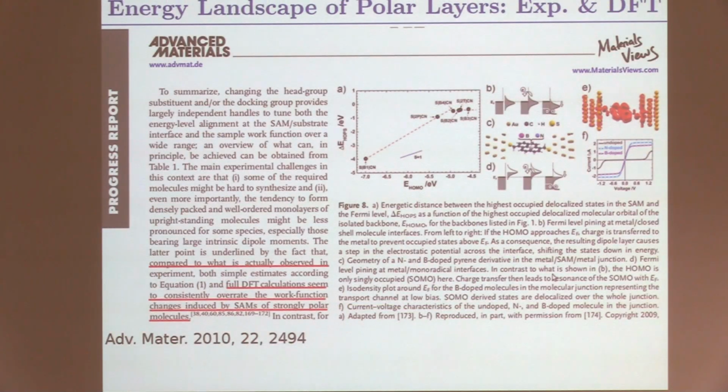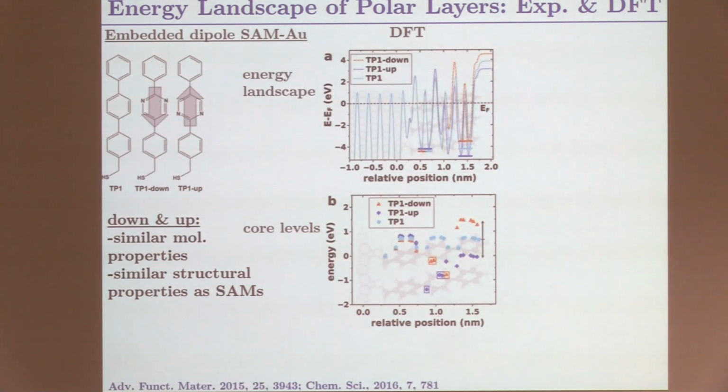All right, now one other caveat from comparing experiment and theory for molecular monolayers, going back to SAMs on surfaces, has been emphasized in this work that said that DFT calculations seem to consistently overrate the work function changes induced by the monolayers with polar strong molecules. And that's also something that we have found by looking at 3 different molecules. This is work we've done a while ago with Mikhail Charnikov, who is in the audience.